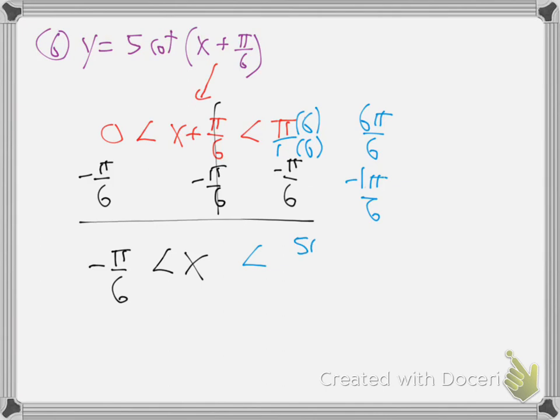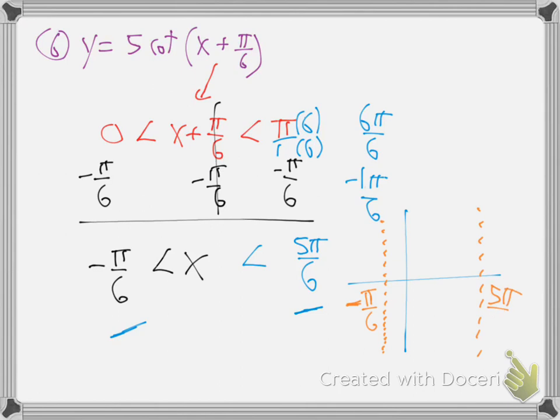So that's 5 pi over 6. 6 pi over 6 minus 1 pi over 6 is 5 pi over 6. So there are the two new boundary lines, minus pi over 6 and 5 pi over 6. So we're saying, okay, this is a cotan graph that's got one boundary just a little bit left, minus 1 pi over 6, and the other boundary that's pretty far right, 5 pi over 6.